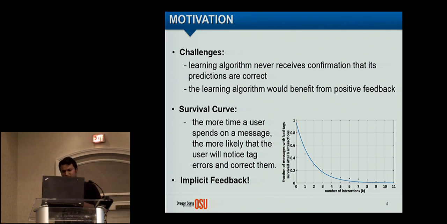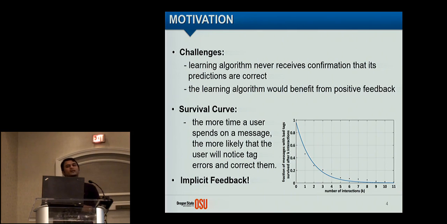And so it seems like in most cases, almost instantly the user detects that there is a prediction mistake and corrects the tag. And the more interaction the user has with the message, the less likely it is that the mispredicted tag will survive.